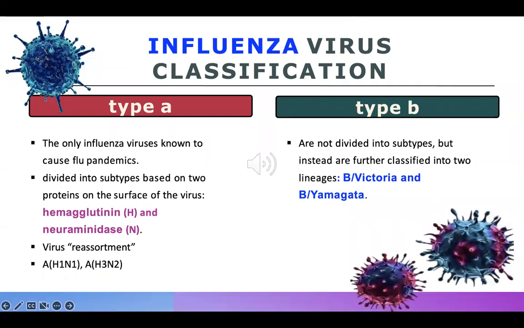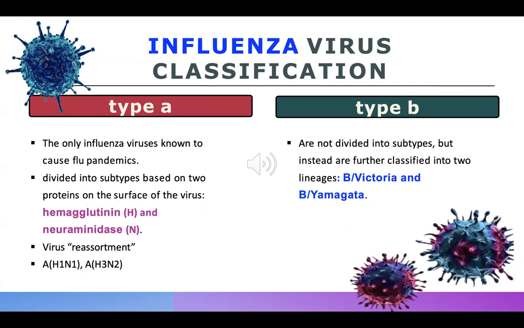Okay, so for the influenza virus classification, there are 3 immunologic types of influenza viruses. We have type A, type B, type C. Compared to the other two, type A undergoes antigenic changes continuously. For type B, it does undergo antigenic changes, but not as commonly as type A. And type C appears to be antigenically stable, so it does not show antigenic changes.